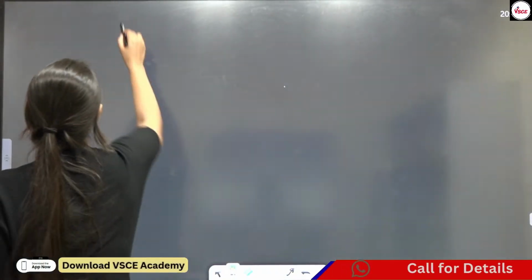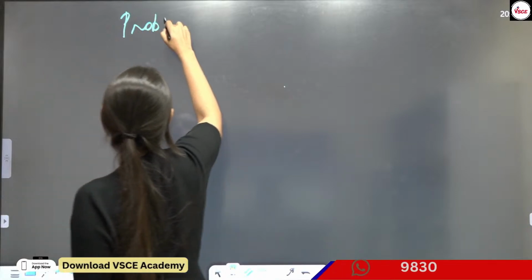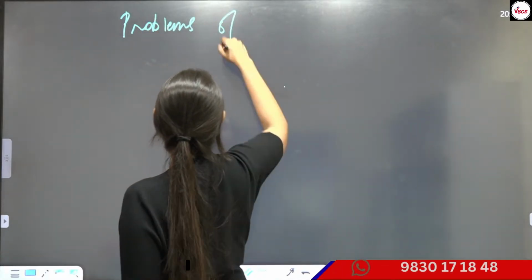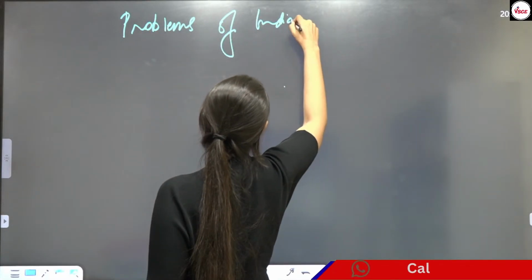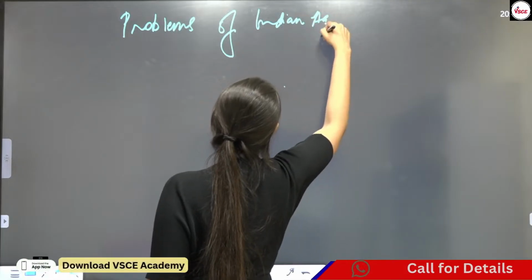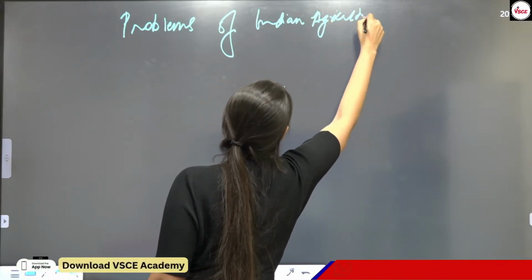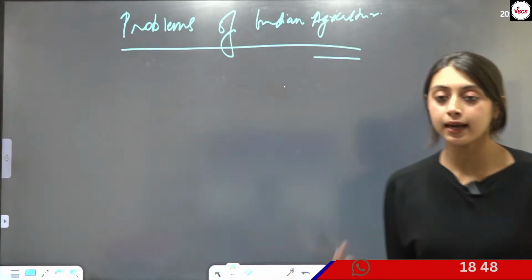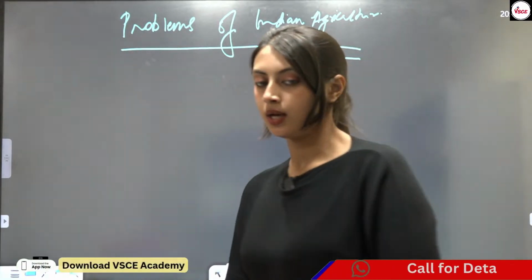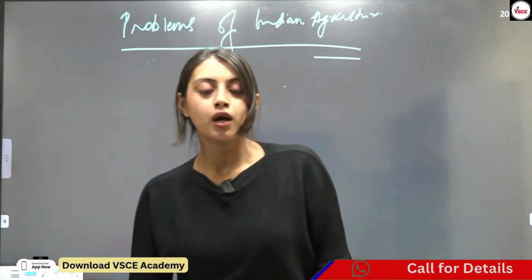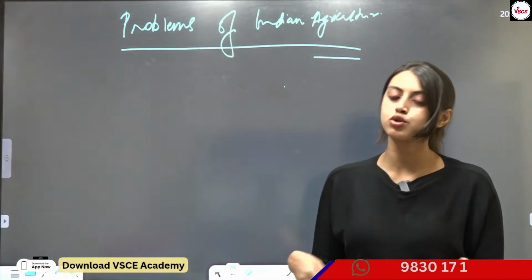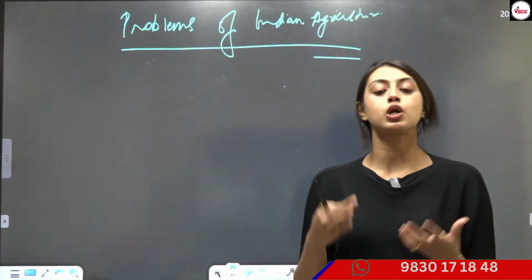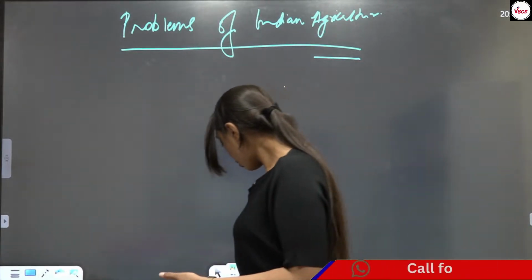So we are going to talk about the problems of Indian agriculture. Let's discuss the problems first and then we are going to talk about the benefits of the Green Revolution, the scope of the Green Revolution and what happened and what not.